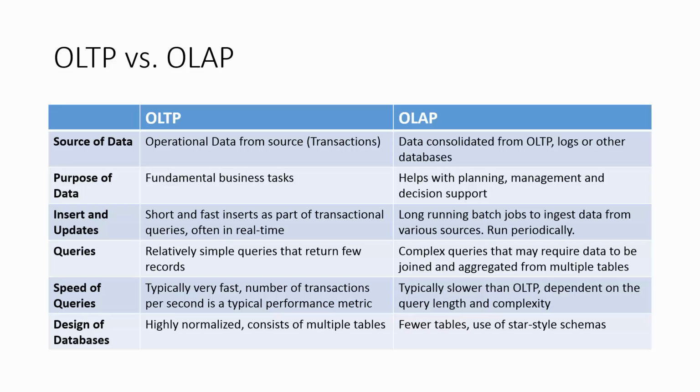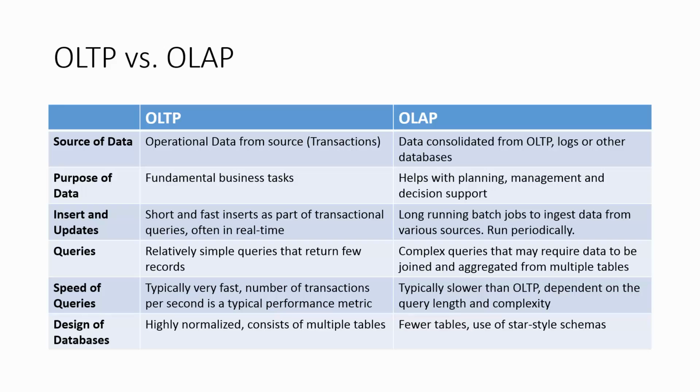Whereas on OLAP systems, inserts and updates are typically done in batches. You ingest data from various sources and you run these batch jobs periodically. Sometimes they may be in the order of hours or days or even months or years. That's how you would insert or update in an OLAP system. Now, the queries in OLTP systems are relatively simple, as we saw in the earlier example, and they typically return just a few records.